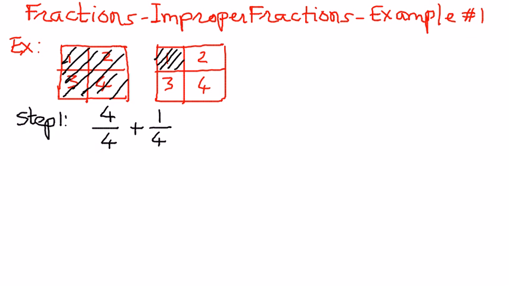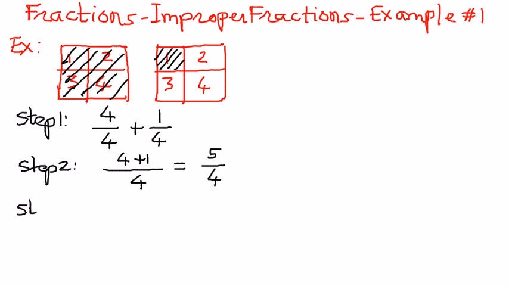So therefore, in my second step, we can say, since the denominator is the same, we're going to write the denominator once, and we're going to add the numerator parts. 4 plus 1 is going to be equal to 5 divided by 4. That is how we're going to represent that.